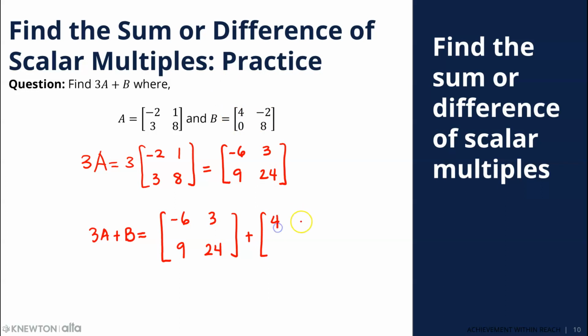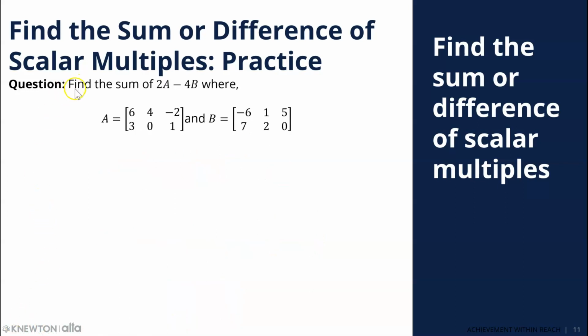You have 4, negative 2, 0, 8. In adding two matrices, you just add component-wise. So you do negative 6 plus 4, which is equal to negative 2. And then 3 plus negative 2 is 1. And 9 plus 0 is 9. 24 plus 8 is 32. And so this is your matrix 3A plus B.